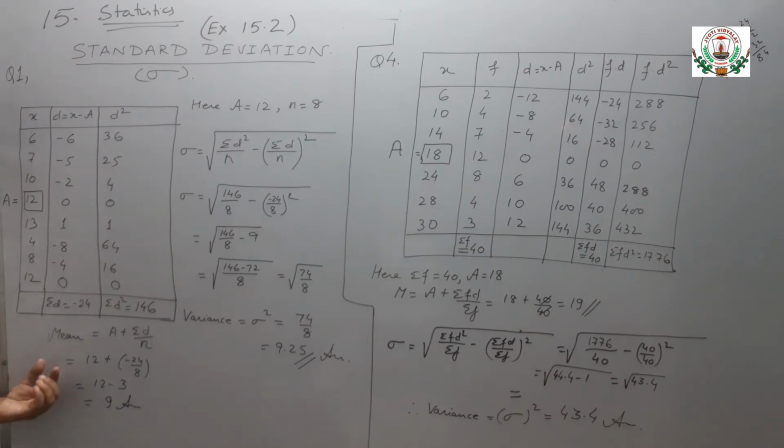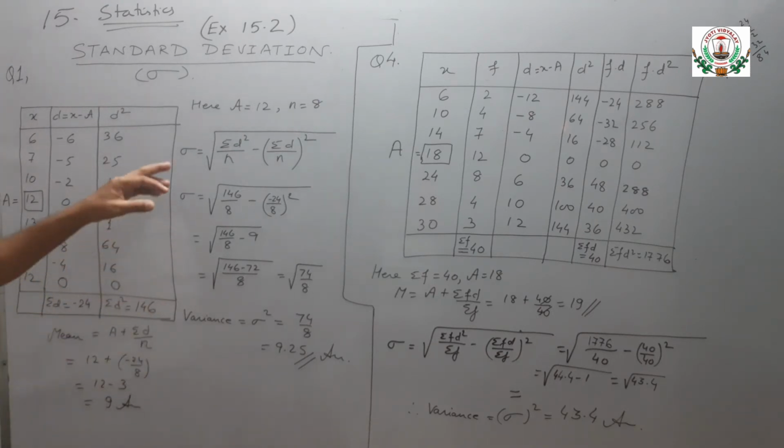As we have to find out the mean and the variance, mean formula is a plus summation d upon n. Substitute the values and our answer is 9. Now for calculating the variance, first we will calculate the standard deviation, and whatever the value of standard deviation we are getting, we will make a square of it. That will be the answer for the variance.